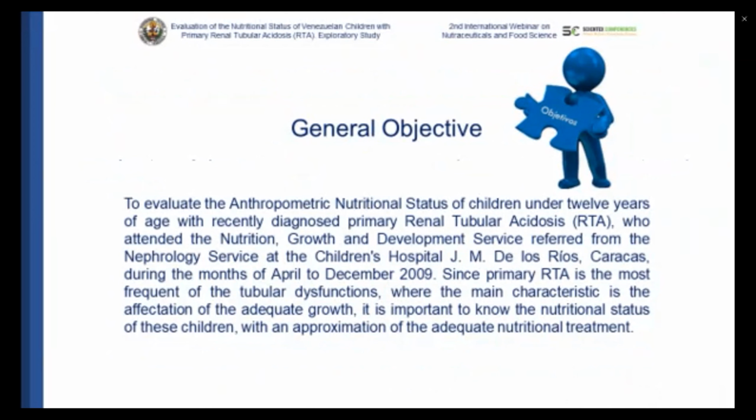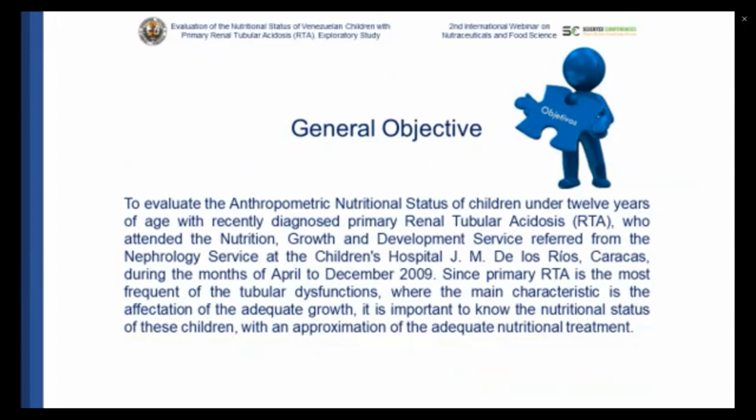We started the design of the research work with a clear and precise general objective: to evaluate the anthropometric nutritional status of children under 12 years of age with primary renal tubular acidosis of recent diagnosis who attended the nutrition service growth and development, referred from the nephrology service at the Children's Hospital JM de los Ríos, Caracas.